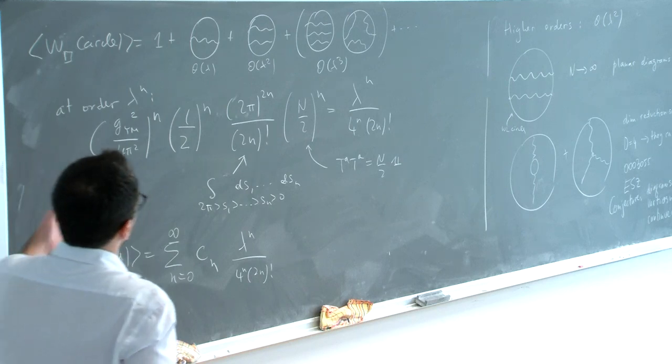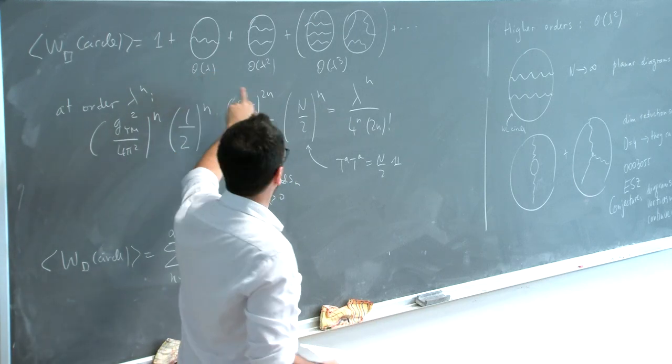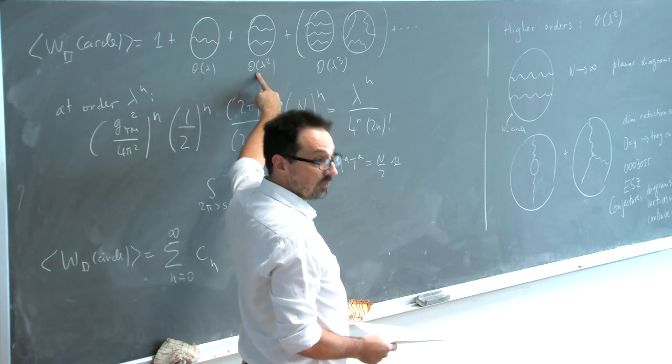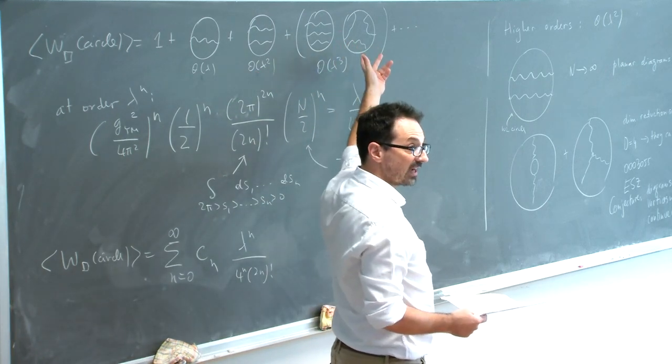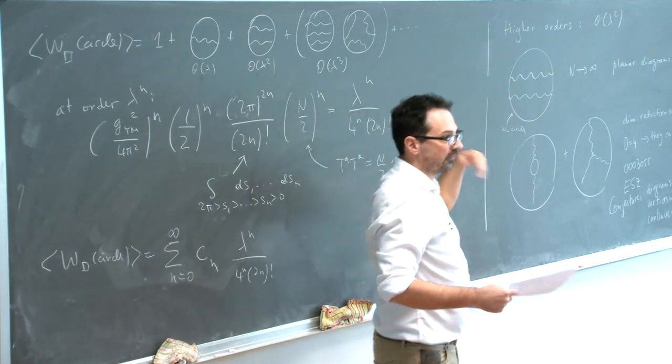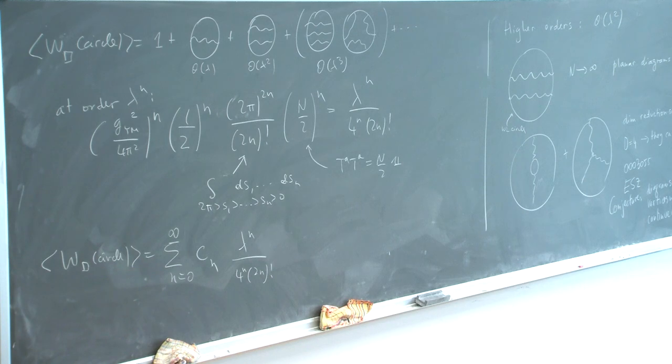So I tell you, when you have only one ladder, we can see you have one guy. When you have two ladders, you have also one guy. With three ladders, you're going to have two possible diagrams contributing. And then you go on, of course, the number increases. But we need to compute how it increases. So we need to understand what c_n is.